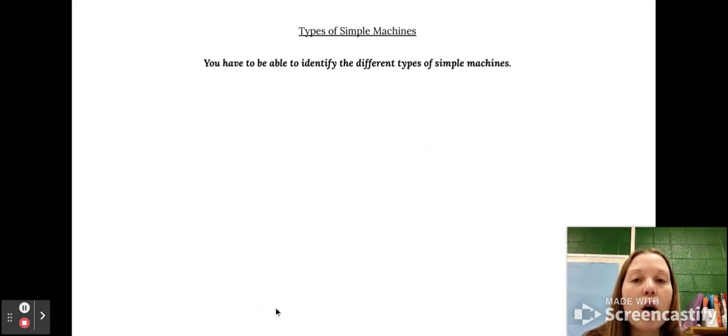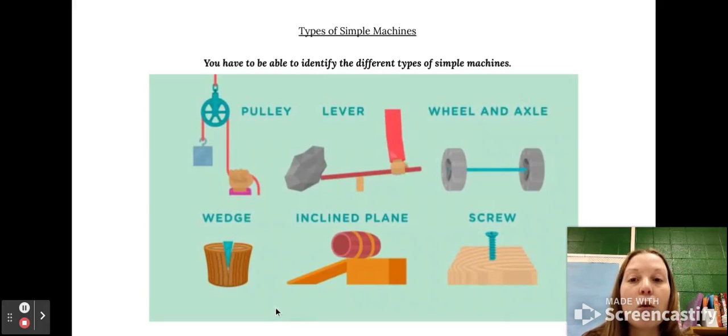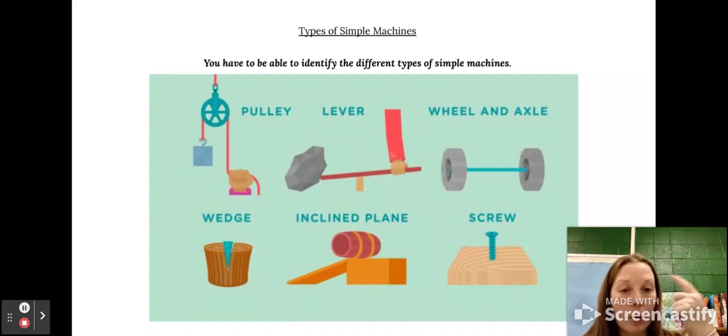So now let's go over some simple machines you do need to know. You will need to be able to identify these and at least know some basic examples, which is what I'm going to show you here. A pulley is a simple machine. You should know what that is. Think of a flagpole, any type of rope on a pulley system.